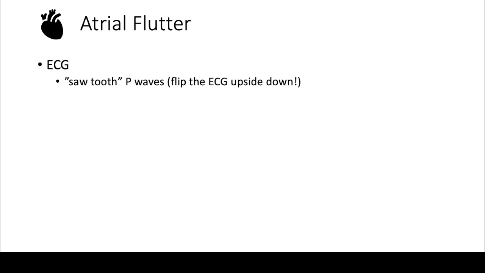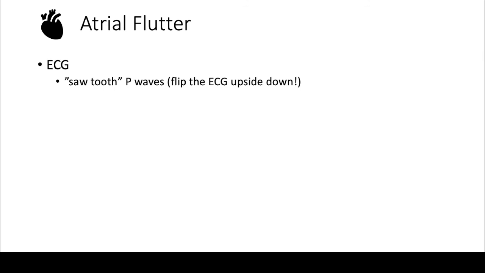Atrial flutter can actually be a narrow complex regular tachycardia. We put it under irregular just to clump it together with AFib, but it can also present as a narrow complex regular tachycardia. Atrial flutter on an EKG presents as these sawtooth P waves. The trick to seeing these P waves is actually to flip the EKG around, which we'll show you in a sec, because that helps you see the P waves a little bit better.